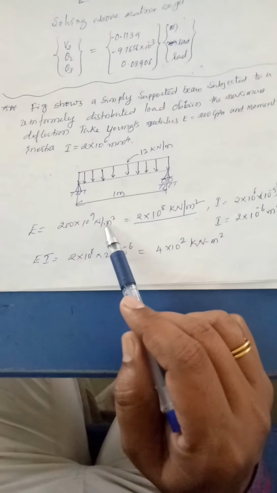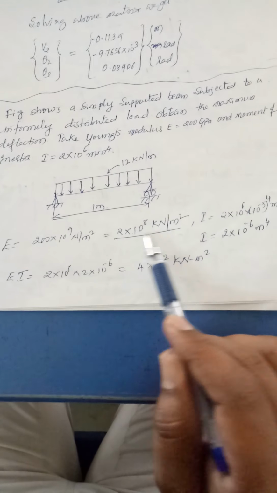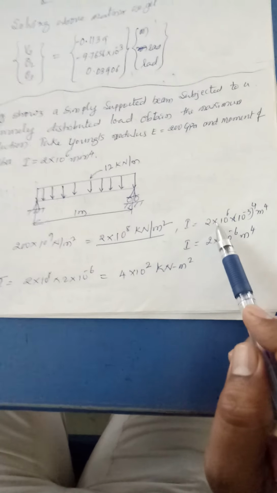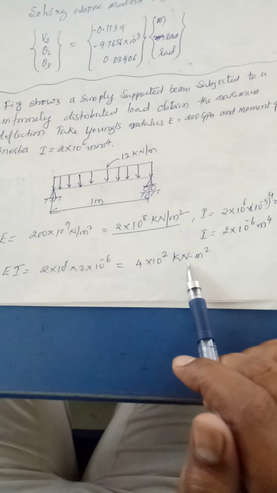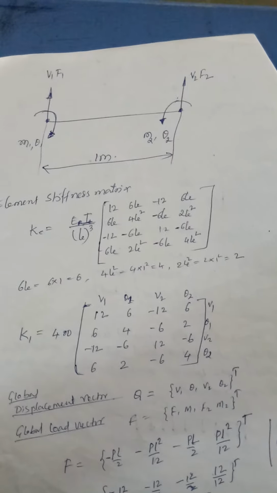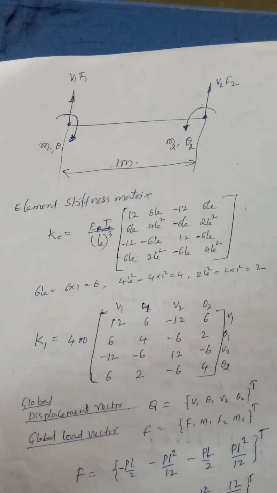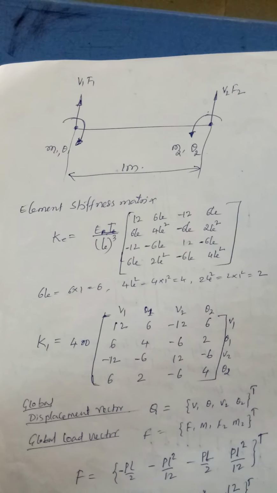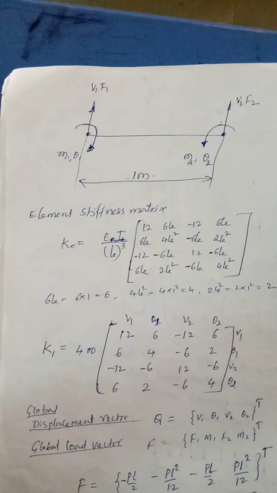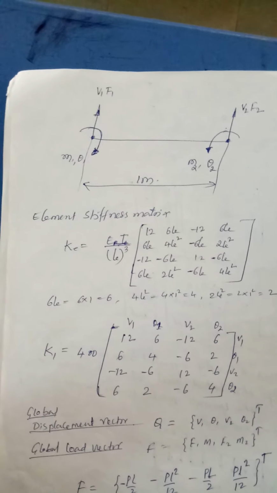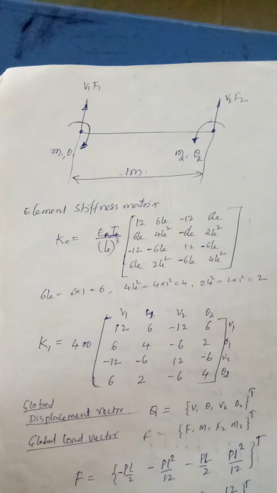So the first step, as I told in the previous problem: Young's modulus you have to convert into SI unit, kilonewton per meter square, and calculate EI. You will get it as 4 into 10 to the power 2 kilonewton meter square. Here the steps are the same. The only thing is you have to convert the UDL into a uniformly distributed point load. To convert that, there is a formula that I will tell you while constructing the force vector. The first steps are the same.